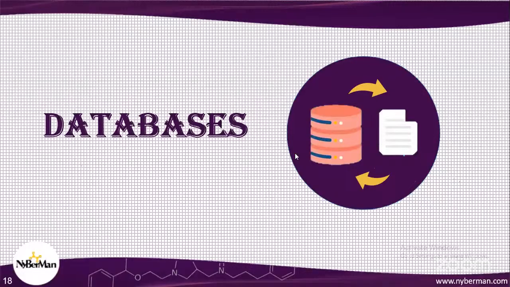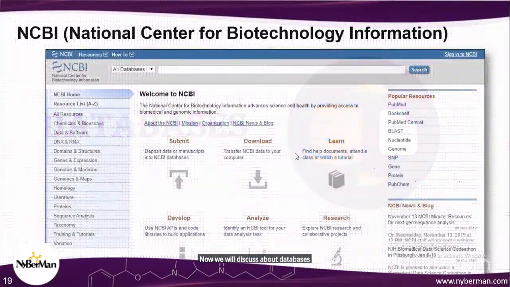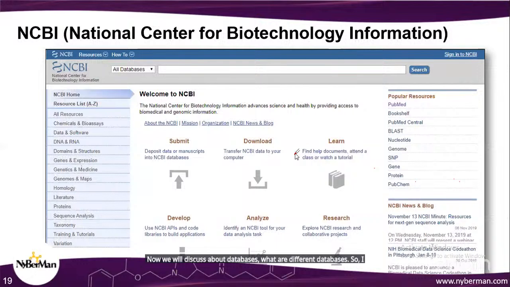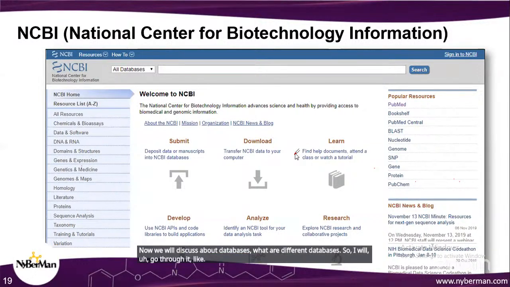Now we will discuss databases. What are the different databases? I will go through it very quickly, because theoretically it will not be feasible to understand this. So maybe I will show you practically how to use these databases.